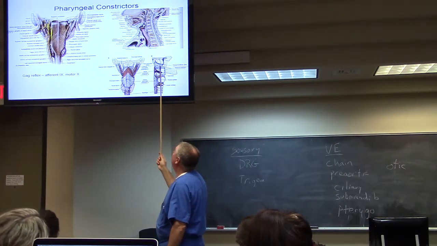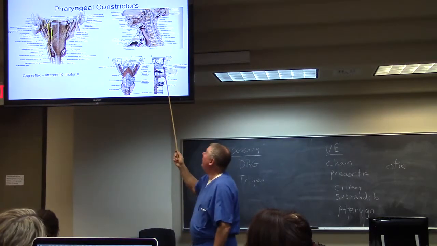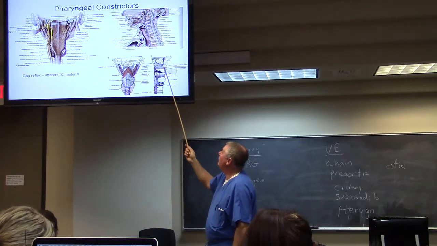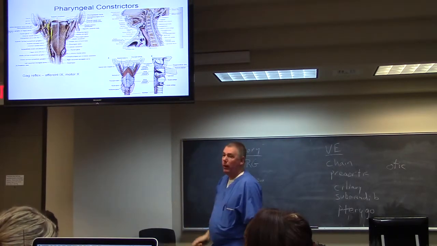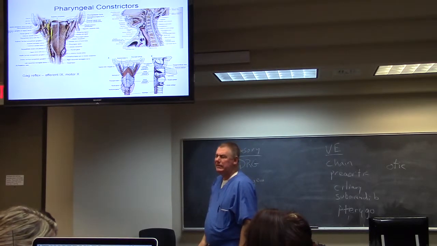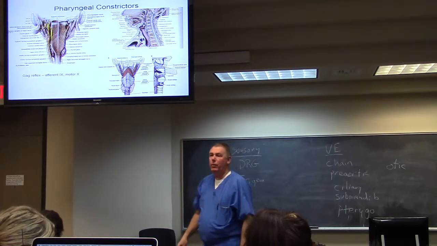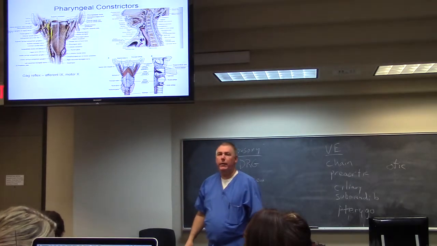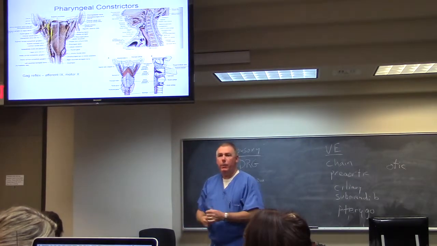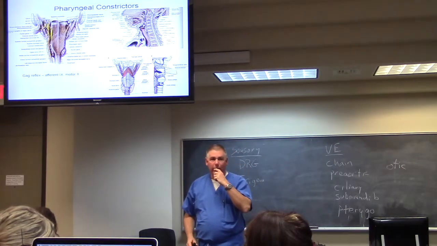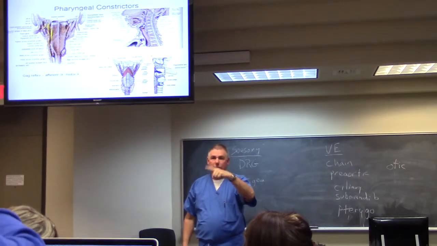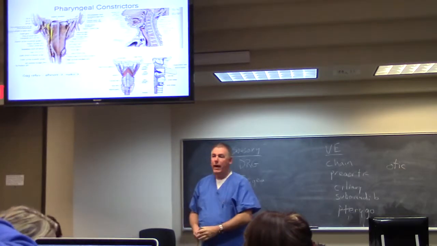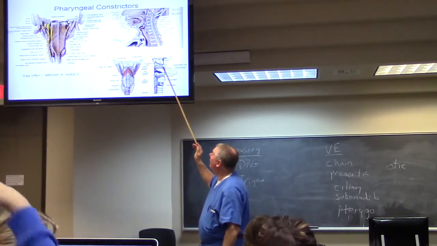The superior constrictor, you see right there, attaches into the back of the mandible into a structure called the pterygomandibular raphe. I don't really care that you know that. If you put your finger in your mouth again, remember the ligament that you felt there? Beside the ligament, there's another ridge that you can feel. That's the raphe right there.